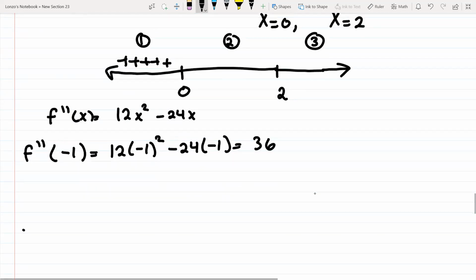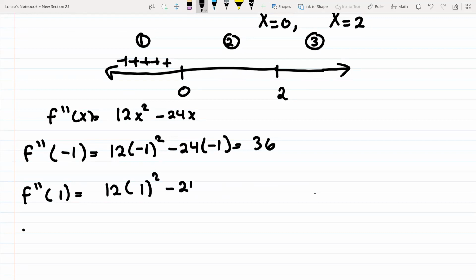And then in boundary 2, I have to test a number between 0 and 2, so I'm going to use +1. So that'd be 12 times 1 squared minus 24 times 1. When you put that in the calculator, you get an output of -12. That is negative, so put a minus.